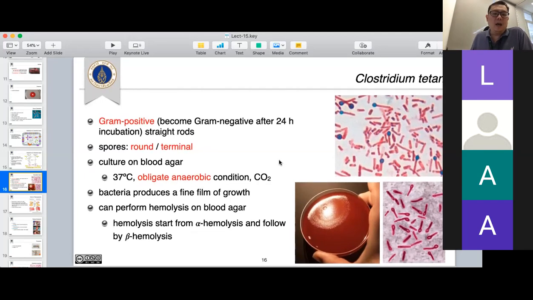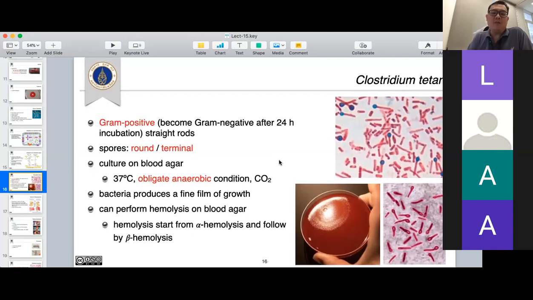Okay. This is an obligate anaerobe. It needs carbon dioxide filled in the chamber for growing. It can grow perfectly at 37 degrees Celsius. When the cells grow, they produce a film like this. This is one inoculate of Clostridium tetani cells growing in the film-like structure.